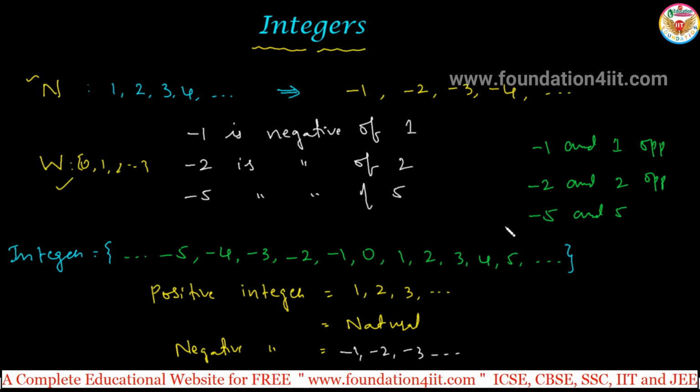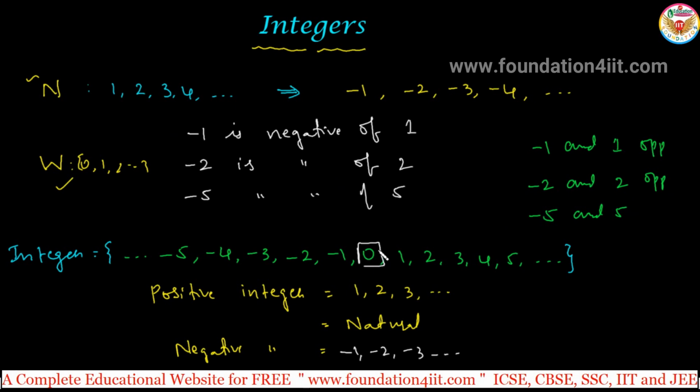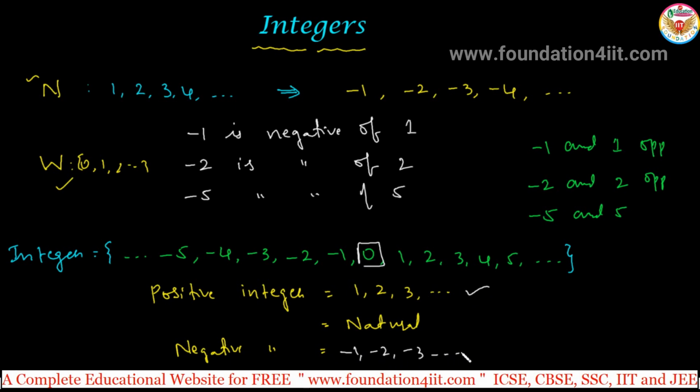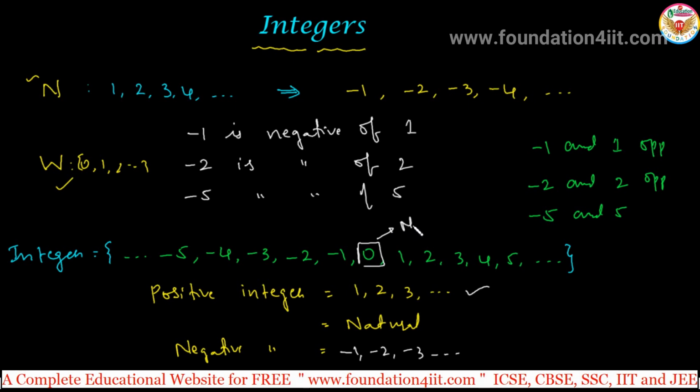And one important thing you have to think about here is 0. 0 is neither positive nor negative. So it is just a neutral integer. So don't get confused. Only positive integers are 1, 2, 3, 4, and so on. Negative integers are -1, -2, -3, and so on. 0 is neutral. Okay, remember that. 0 is neither positive nor negative. It is a neutral integer.